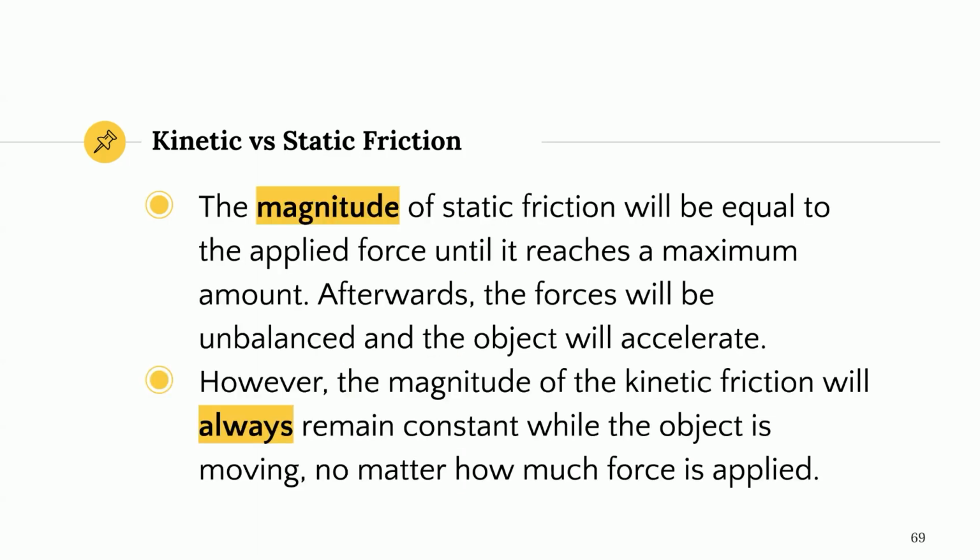The magnitude of static friction will be equal to the applied force until it reaches a maximum amount. Afterwards, the forces will be unbalanced and the object will accelerate. However, the magnitude of the kinetic friction will always remain constant while the object is moving, no matter how much force is applied. So if a block is sliding on the ground and it has 10 newtons of kinetic friction, it does not matter how fast that object is sliding, it will be the same amount of kinetic friction always.